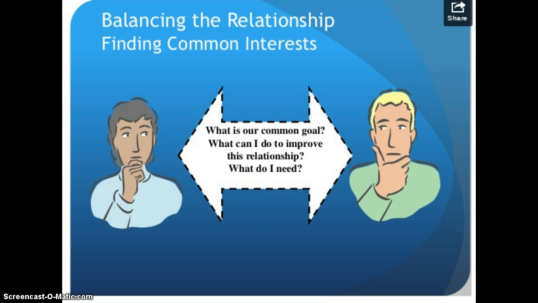In balancing a relationship, we need to honestly find our common interests, rather than identifying the things in which we're different within a relationship. It's to find the common interests, common goals, how you can improve in the relationship, and then defining what you need. Because through defining what you need, you can better express your needs to the other person, so it's very clear and concise.